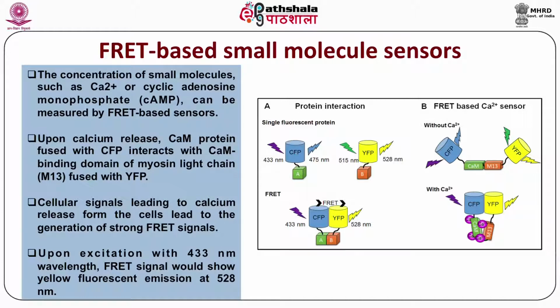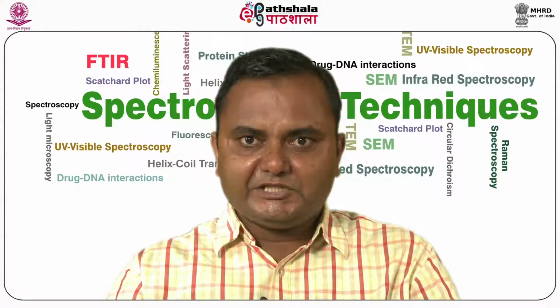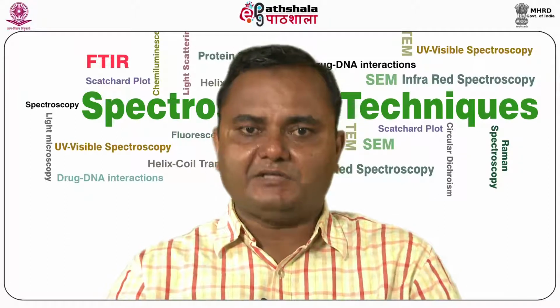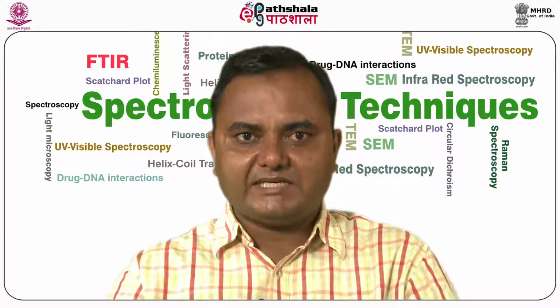Upon excitation with 433 nanometer, the FRET signal would show yellow fluorescent emission at 528 nanometer. That's how a FRET-based small molecule sensor can be developed using a CFP and YFP construct. Now we talk about the limitations of FRET between GFPs to monitor protein interaction. It has several advantages and disadvantages.